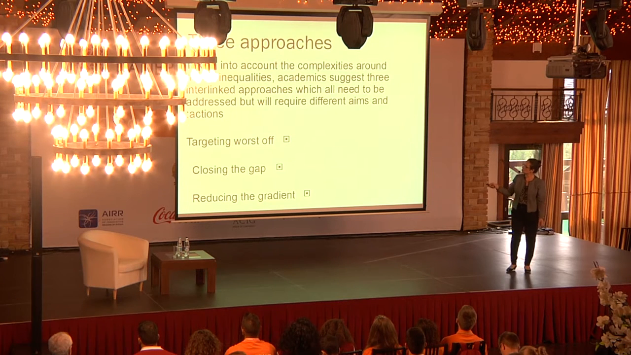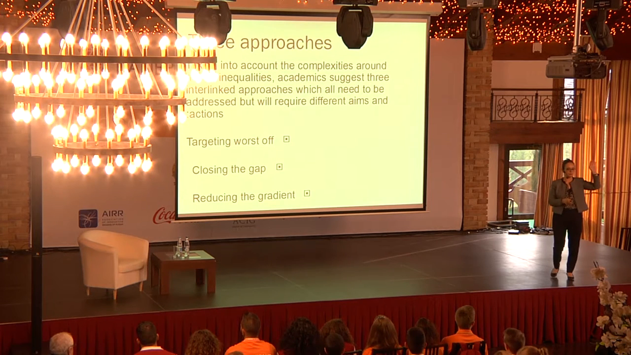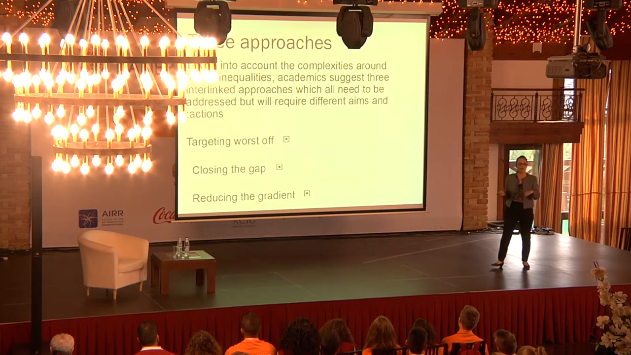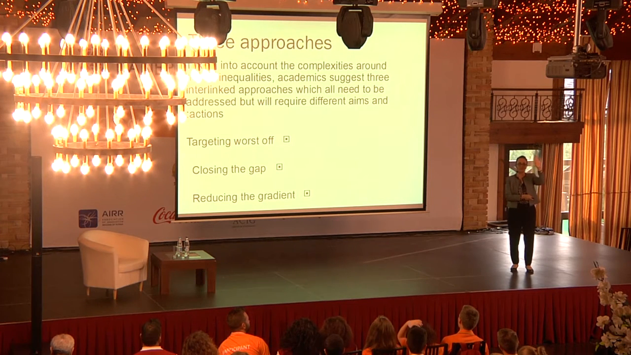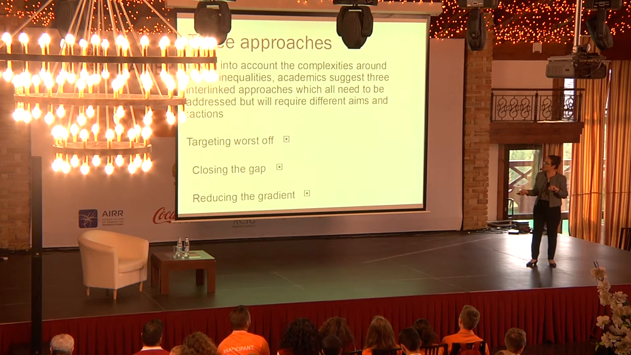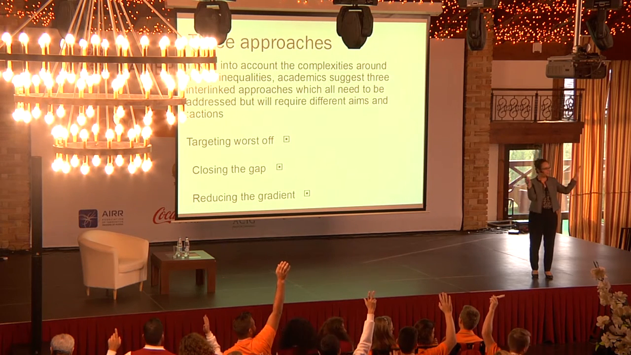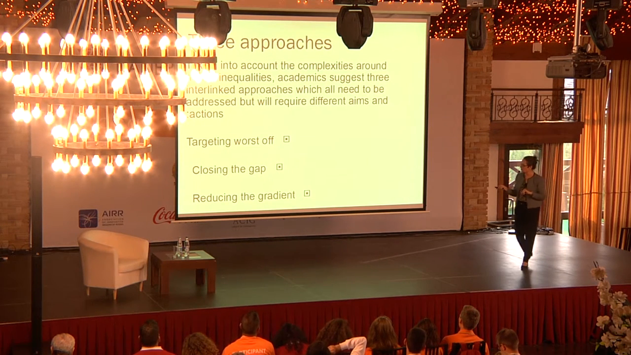So you say that we should target the worst off. How many of you agree to target the worst off? I think they're all related in a certain way. Of course. How many support targeting the worst off? Okay, only you. And then closing the gap, how many support closing the gap? Taking from the richest, giving to the poorest. Okay, some of you. And how many are supporting reducing the gradient? Some don't agree with any of the solutions. Okay, so most of you are about reducing the gradient.